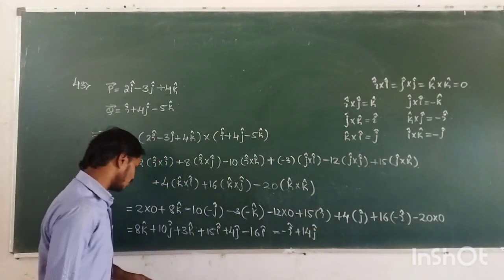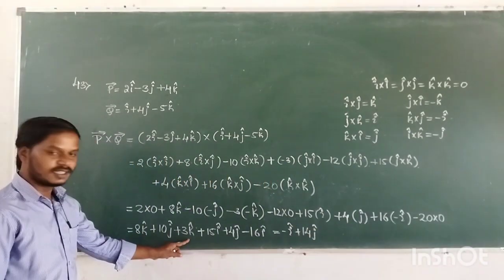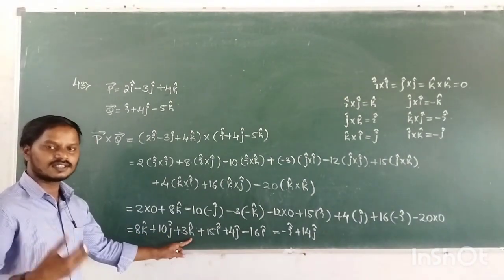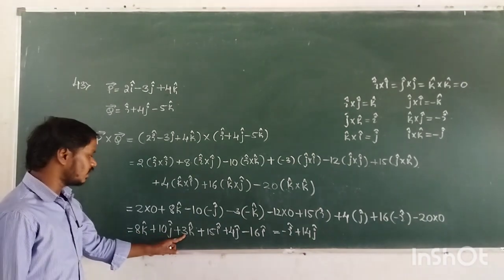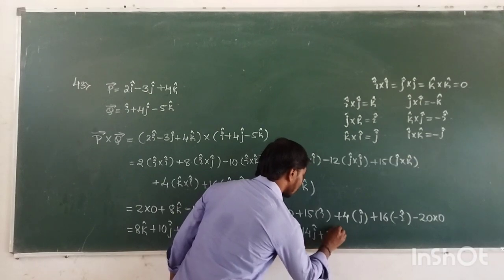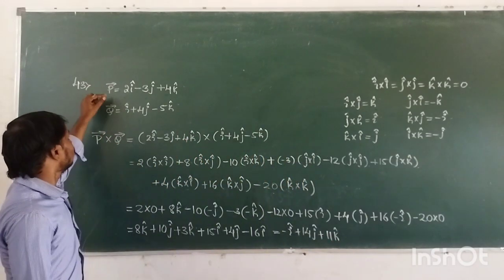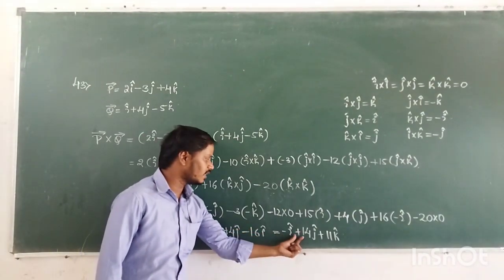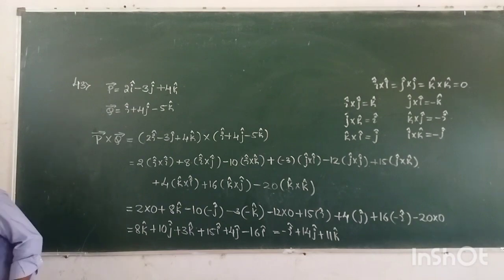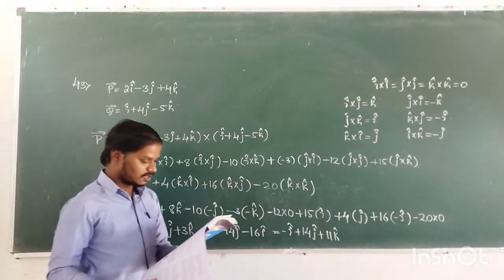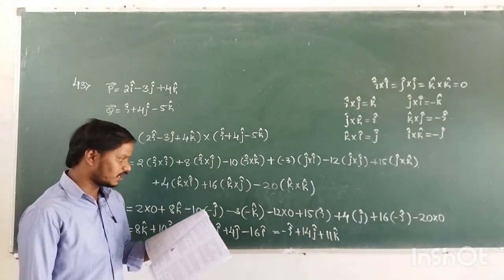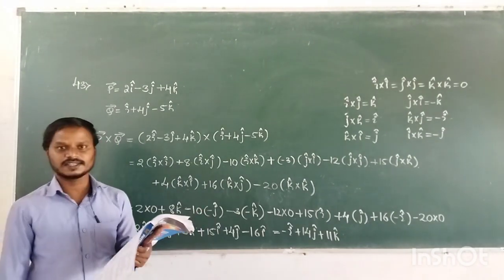Next one, k. 8k plus 3k, in these two what is common? k is common. Taking k as common, then 8 plus 3, that is 11. Then 11k. Hence this is the answer. The cross product of these two vectors is minus i cap plus 14j plus 11k. This is the answer for the given question. So it is option number 3. Option number 3 is the correct answer.